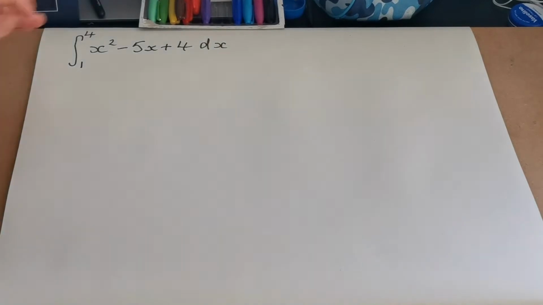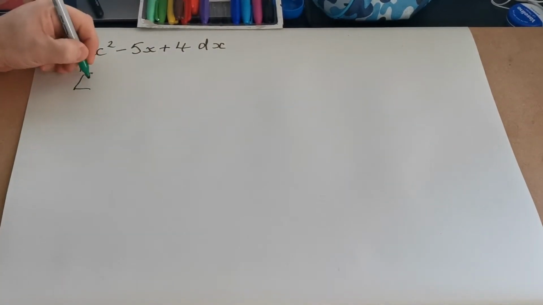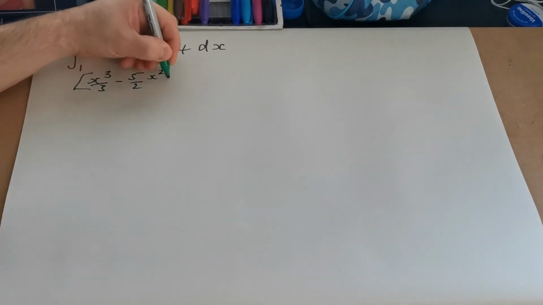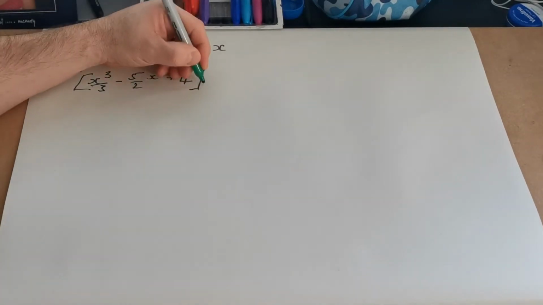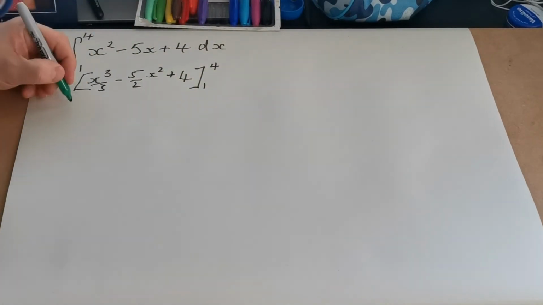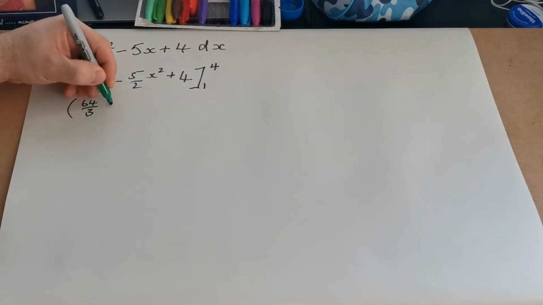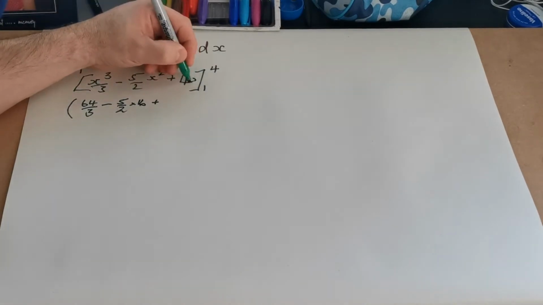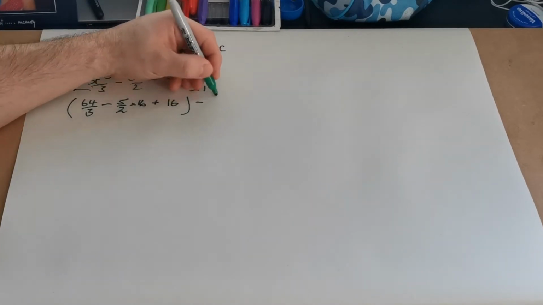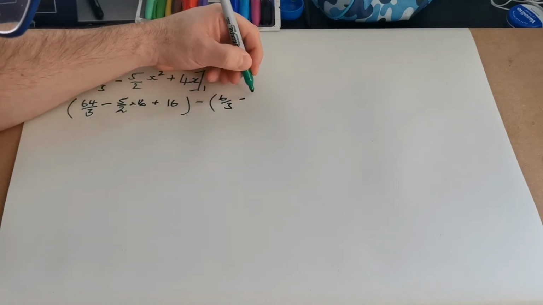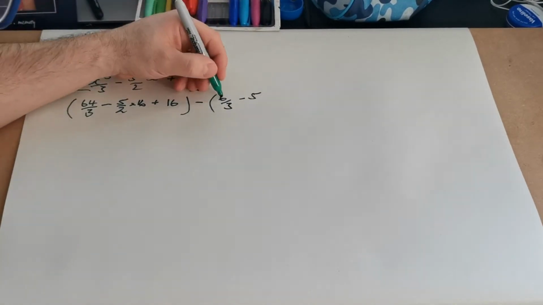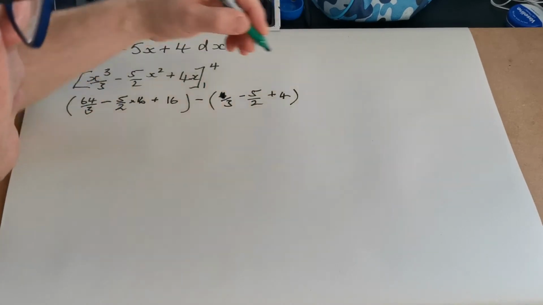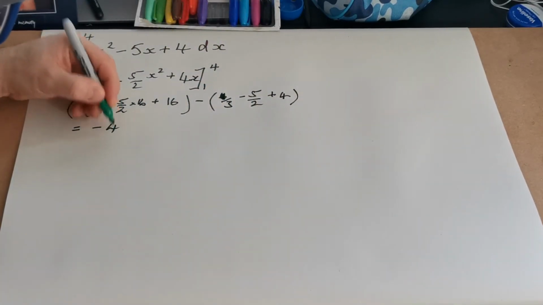Let's start by integrating this function here. So I've got x cubed over 3 minus 5 over 2 x squared plus 4x between 1 and 4, and that should give me 64 over 3 minus 5 over 2 times 16 plus 4 times 4, minus 1 over 3 minus 5 over 2 plus 4, and altogether that comes to minus 4.5.